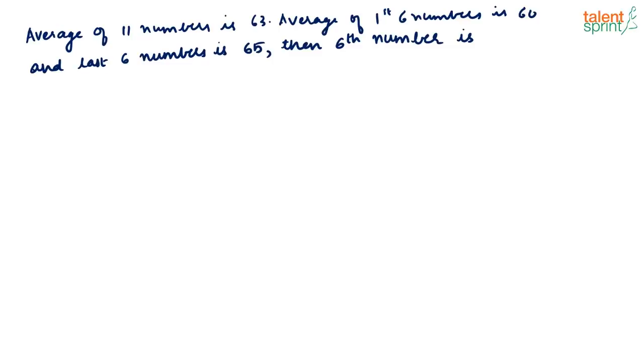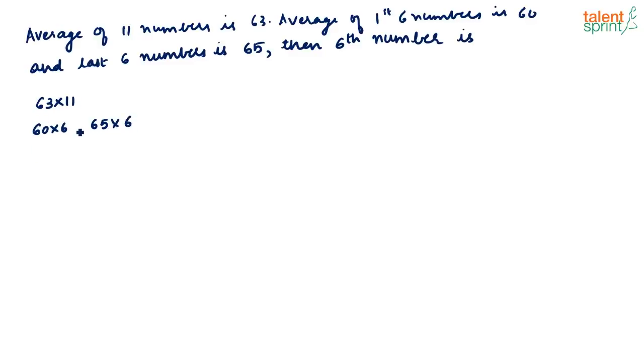Okay, so normally how do we solve this question? We can say that the average of the 11 numbers is 63. So the sum of all the 11 numbers is nothing but 63 into 11. Now, what is the sum of the first 6 numbers? It is nothing but 60 into 6. What is the sum of the last 6 numbers? It is nothing but 65 into 6.